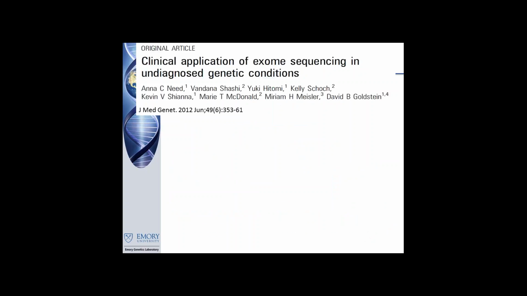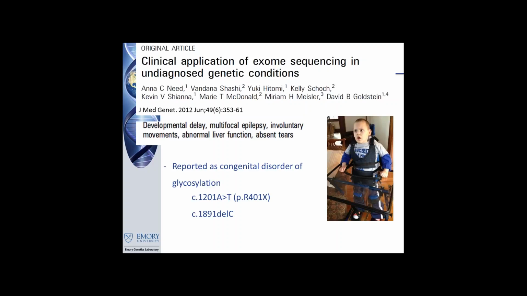At the time, there had only been one paper which had reported this variant, and not even this variant, but this gene. This paper described a child that had exome sequencing. The child had developmental delay, multifocal epilepsy, involuntary movements, abnormal liver function, and absent tears. There were 2 variants reported in this child. One of them was the variant that we saw in our patient. The other was a frameshift variant in this gene.